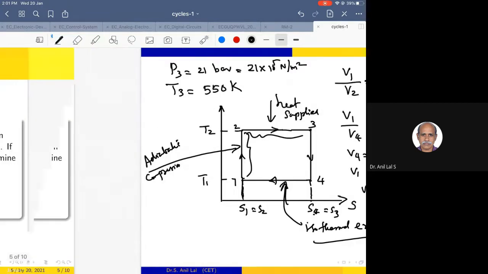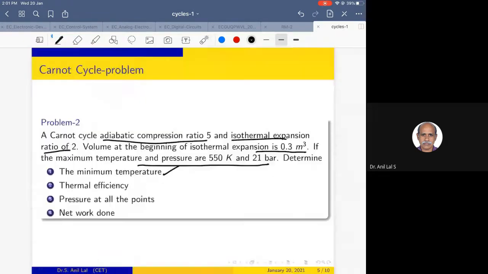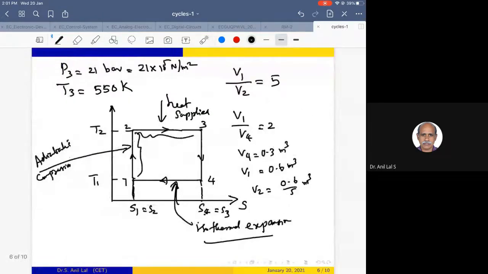You have to find, first, the minimum temperature in the cycle. How do you get the minimum temperature? T3 is equal to T2. Now you have to find T1. T2 is known as 550 and T1 is to be found. If you work out something on process 1-2, then we will be able to get the temperature T1. What is the process? Adiabatic compression process. And we know the volume ratio, V1 by V2 is known.